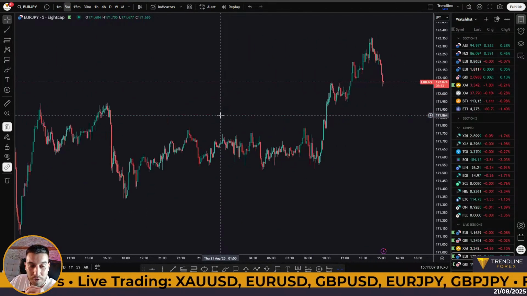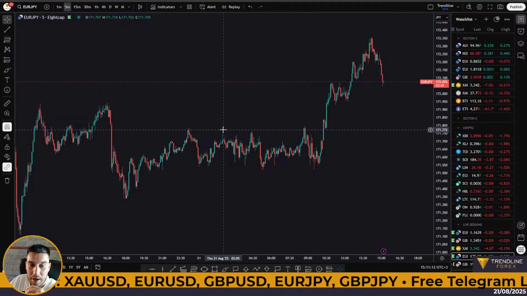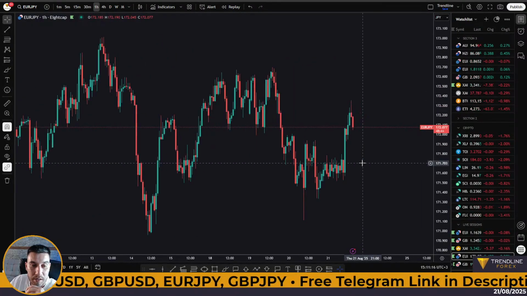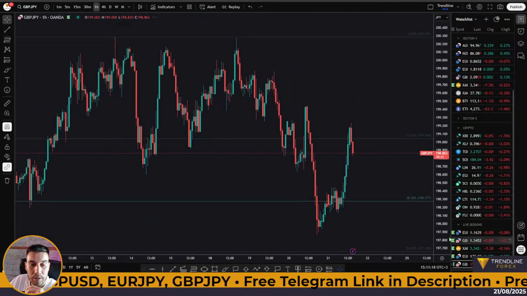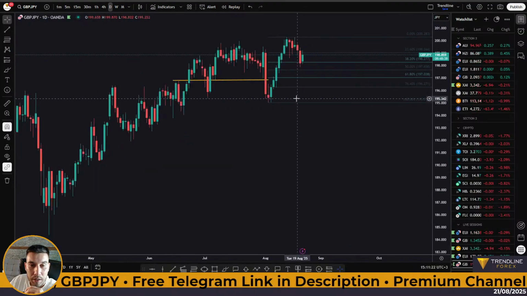Those out there from the premium Telegram channel who managed to catch this move on the lower time frames are already out, but that's well done. That setup was pretty good earlier this morning. And then we have pound yen.